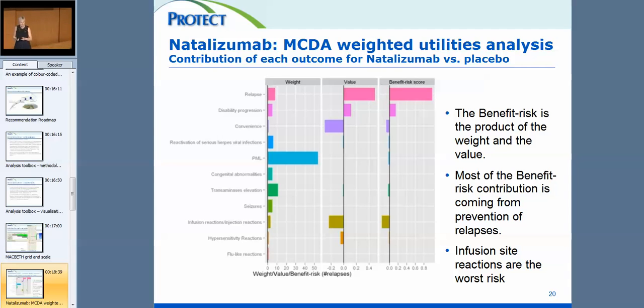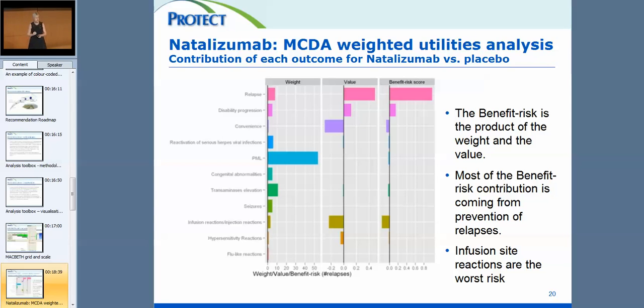But the value is essentially driven by the data, and that's the difference between the groups. The biggest difference here, between active and placebo, is that big pink bar. So there's a massive difference in relapse rates, a bit of a difference in disability progression, much less convenience, certainly, than placebo. But everything else, there's almost no difference. This time PML doesn't get a flicker because you're not going to get PML if you're on placebo, and you're almost certainly not going to get it if you're on active. So the difference in rates in absolute terms is tiny. But there's quite a big negative effect in terms of infusion site reactions.